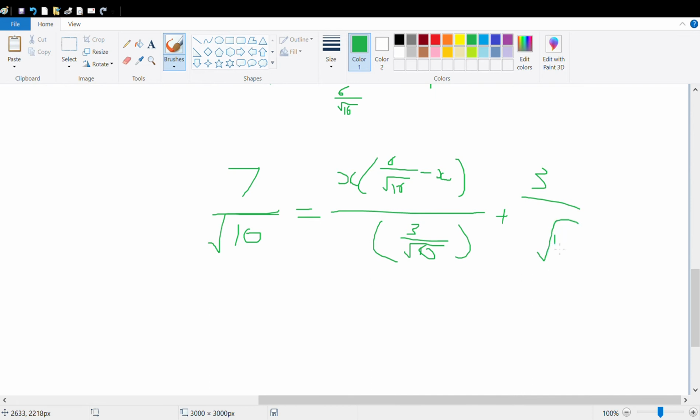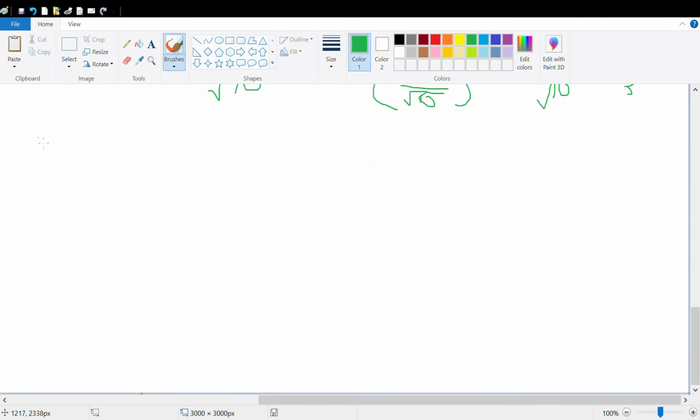Add x over 3. And despite all the complicatedness, this is just a quadratic. So we're going to simplify this. You can go through the algebra, but it's going to take me forever with a mouse to write this all out. So I'm just going to write out the quadratic that we get.